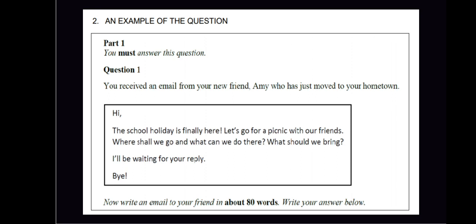Write your answer below. So from this question, you can actually see there are three things that Amy actually asks you to answer. The first one is, where shall we go? Second, what can we do there? And last one, what should we bring? So FYI, this is the common question that you will get. They usually will ask you three questions in that one simple email. In that one short message, they will ask you to answer three questions.